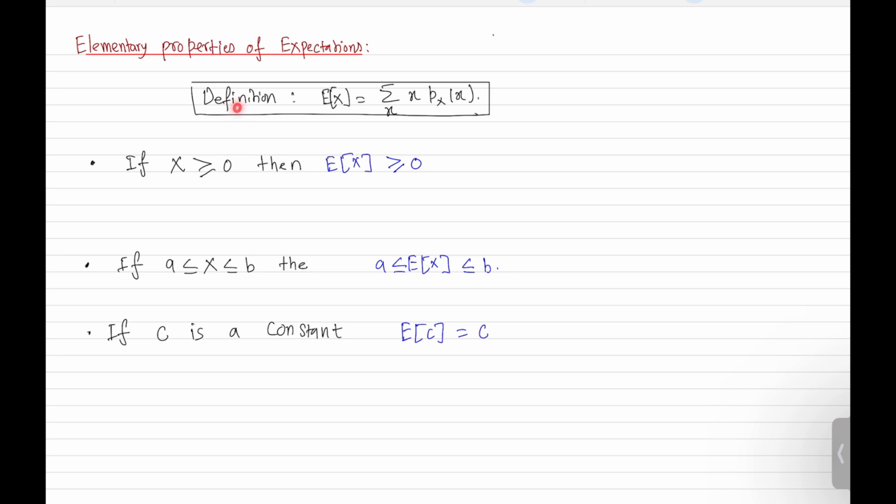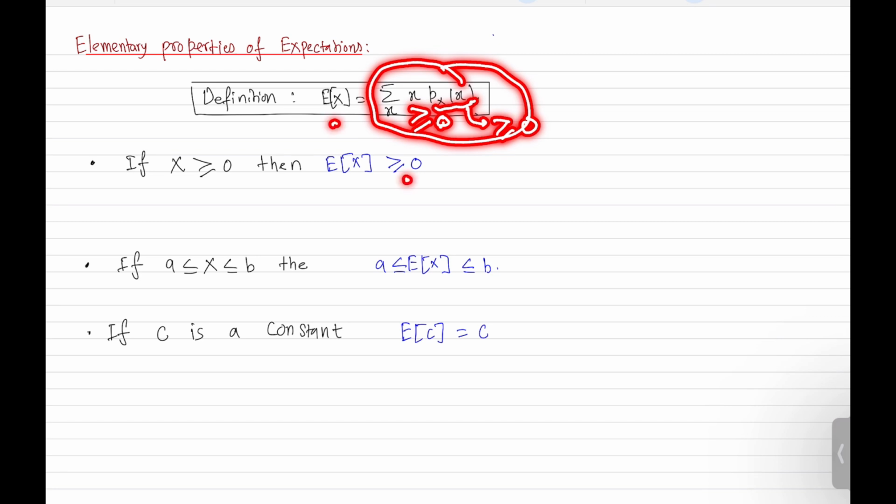We can easily see this from the definition of the expectation. Whatever value the random variable is taking, this small value x, all these values are greater than or equal to 0. And we know from the basic axioms of probability that probabilities are non-negative, so this will also be greater than or equal to 0. So if you do the summation, the expectation will also be greater than or equal to 0.